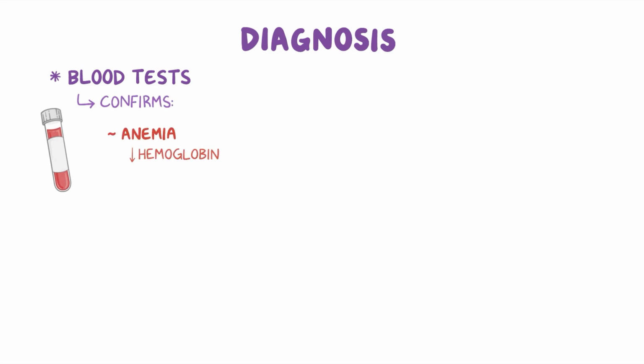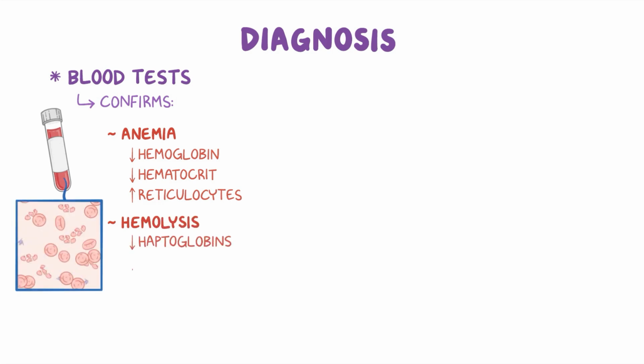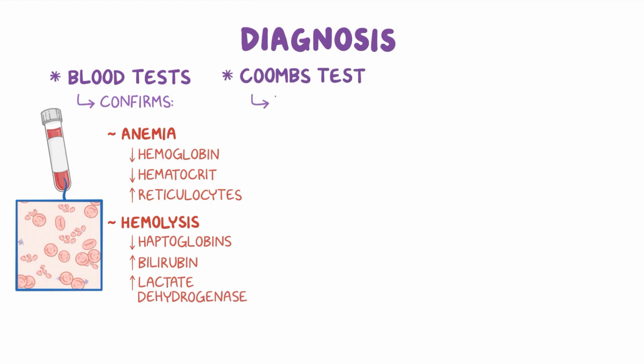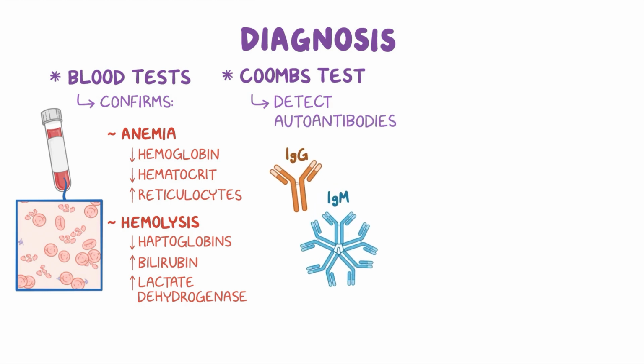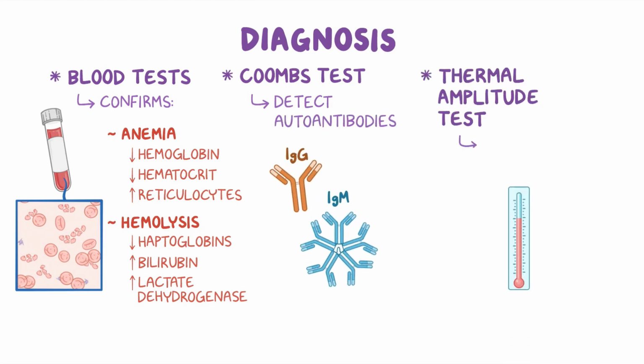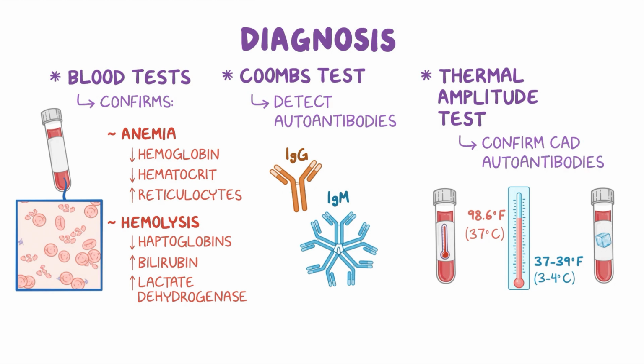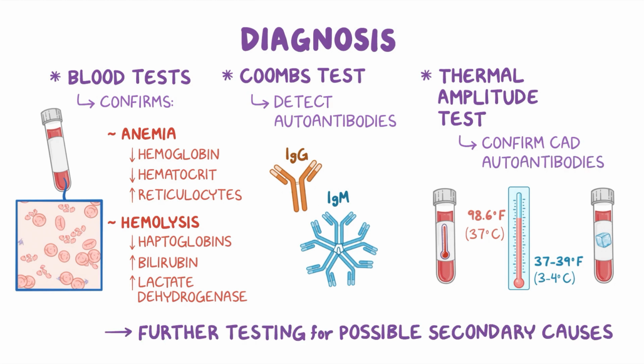Diagnosis of wAIHA or CAD begins with blood tests to confirm anemia through low hemoglobin, low hematocrit, and elevated reticulocytes. Hemolysis is confirmed through low levels of haptoglobins and elevated levels of bilirubin and lactate dehydrogenase. Specialized testing, such as a Coombs test, detects the presence of wAIHA or CAD-specific autoantibodies. A thermal amplitude test may confirm CAD autoantibodies. Further testing may be necessary to determine possible secondary causes.